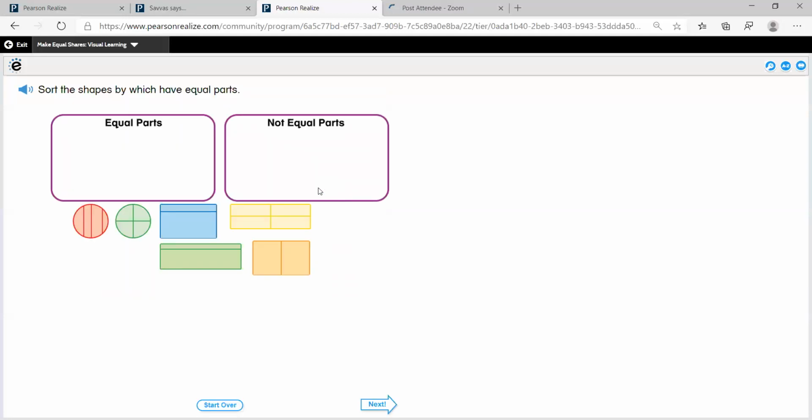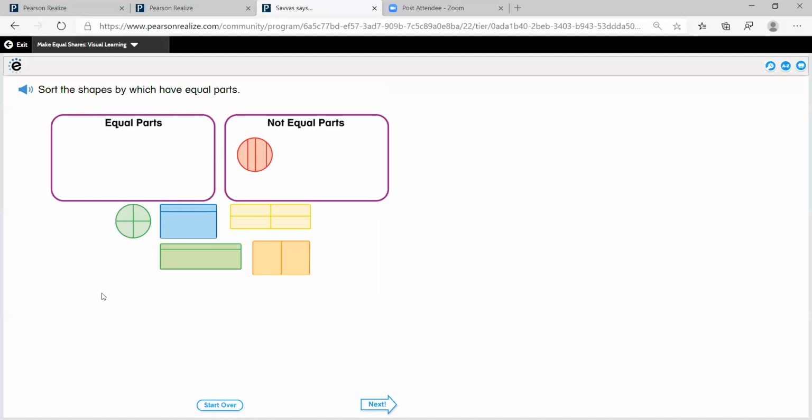Let's go ahead and sort the shapes by which ones have equal parts. Going to select a shape. I want you to think to yourself, is it equal or not equal? What about our red circle? It's been divided into 4 parts or shares, equal or not. Did you say not? This one has shares that are different sizes.